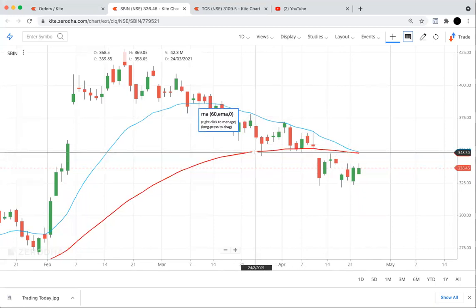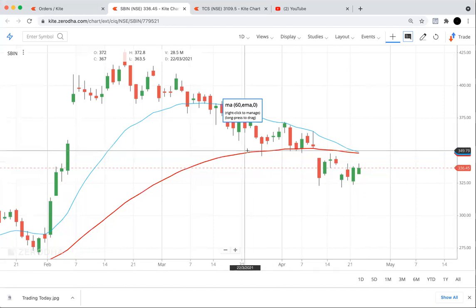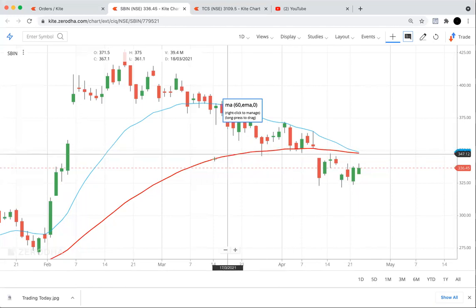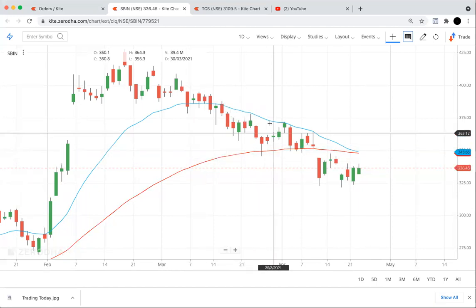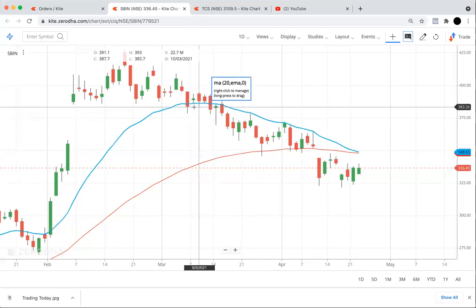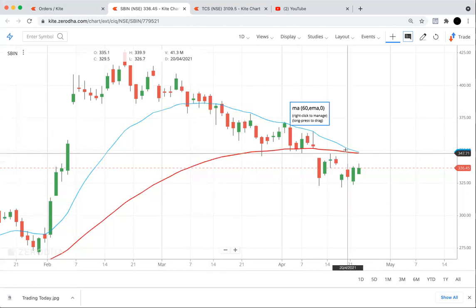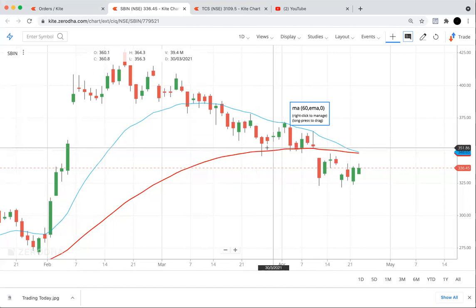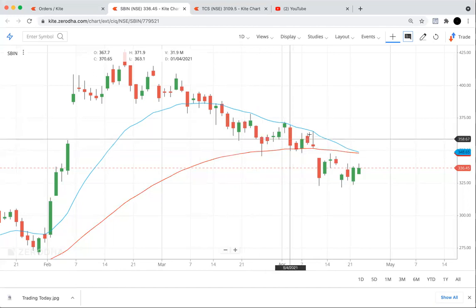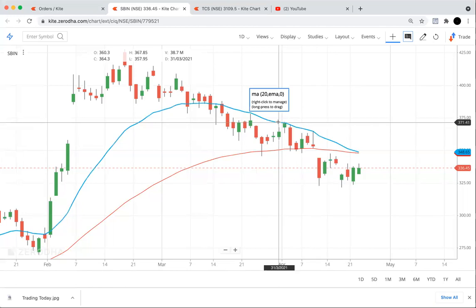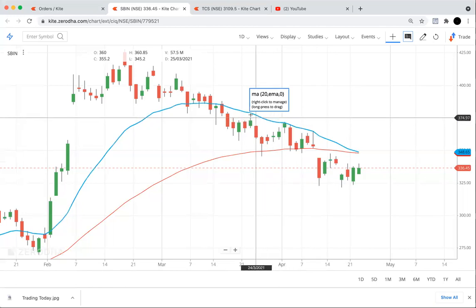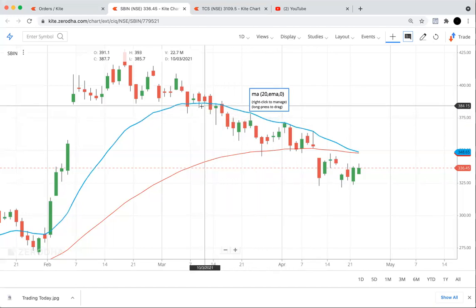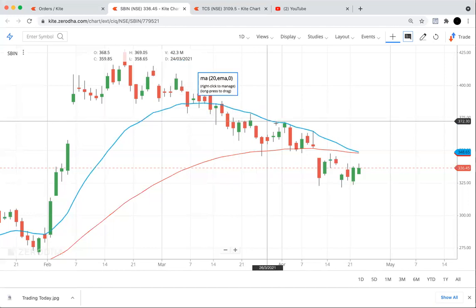See, right now, this is already set up. See, this red line is a 60 EMA, a 60-day moving average. And then here is the 20-day moving average, the blue line. In other words, this red line shows that in the last 60 days, this was the average of the prices. The blue line shows the 20-day moving average of the last 20 days, according to each day.